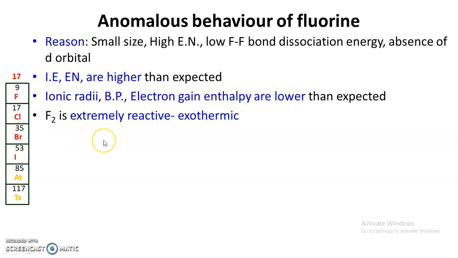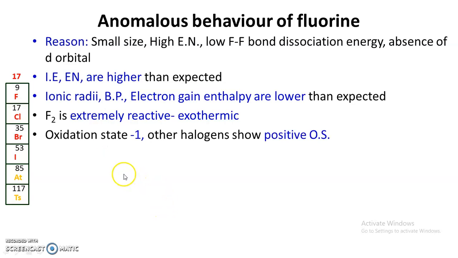The fluorine molecule is extremely reactive and its reaction is exothermic, and the reason for the extreme reactivity of the fluorine molecule is its low bond dissociation energy. Other diatomic halogen molecules react, but less vigorously than fluorine. The oxidation state of fluorine is only -1, whereas other halogens show positive oxidation states also, that is +1, +3, +5, +7, etc.